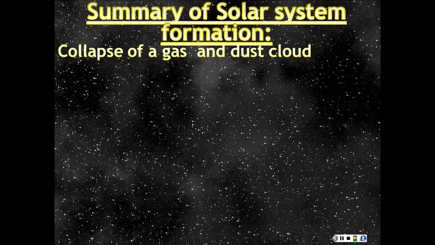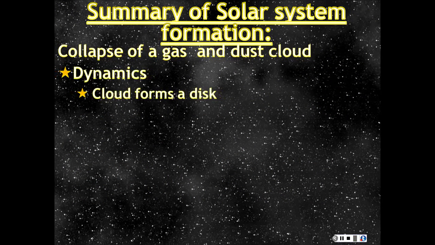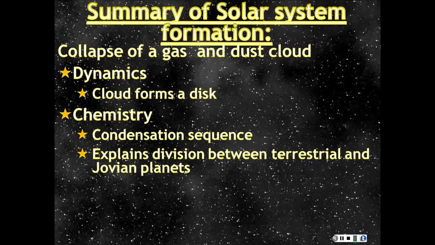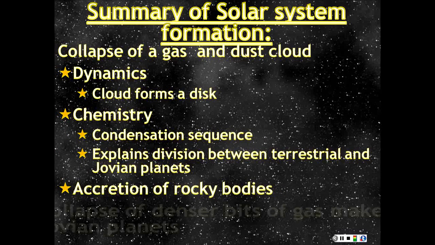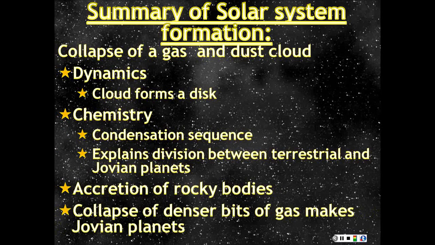And so just to summarize the formation of the solar system, we have a gas and dust cloud that collapses. The dynamics give rise to a disk. The chemistry gives you the condensation sequence, which explains the difference between terrestrial and Jovian planets, both in composition and mass. So we have accretion of rocky bodies for both, but then you get collapse of denser bits of gas to make Jovian planets and their moon systems. And then the clearing out is what happens last.